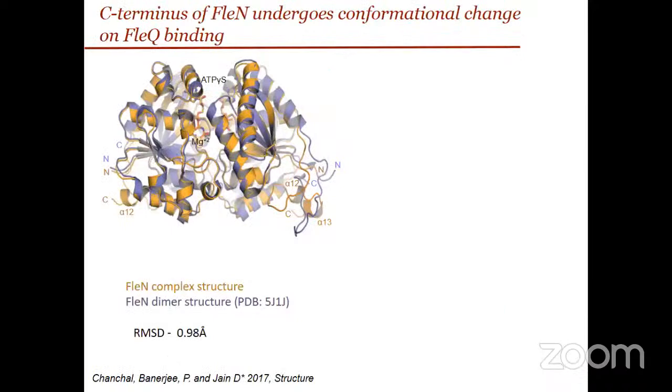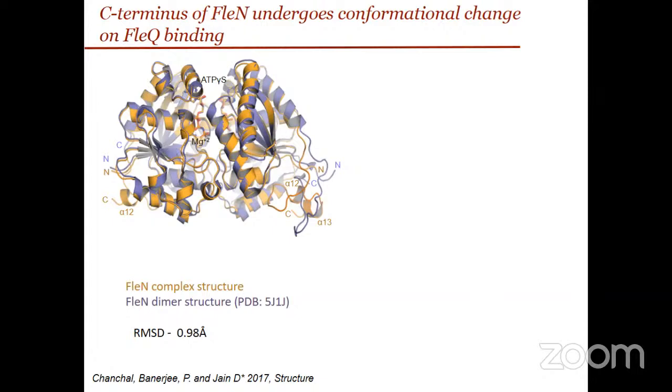Next, we wanted to compare these structures, whether there was any structural change when the complex was formed. So first we compared with our earlier determined FLEN structure. This is in purple, and FLEN from the current complex structure is in yellow. And we see that these are practically identical, very similar, except this C-terminus part, which has major conformational changes.